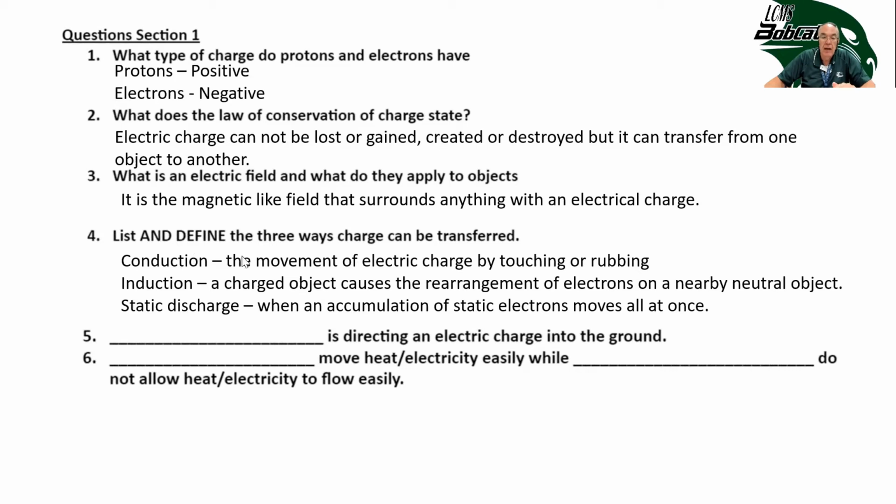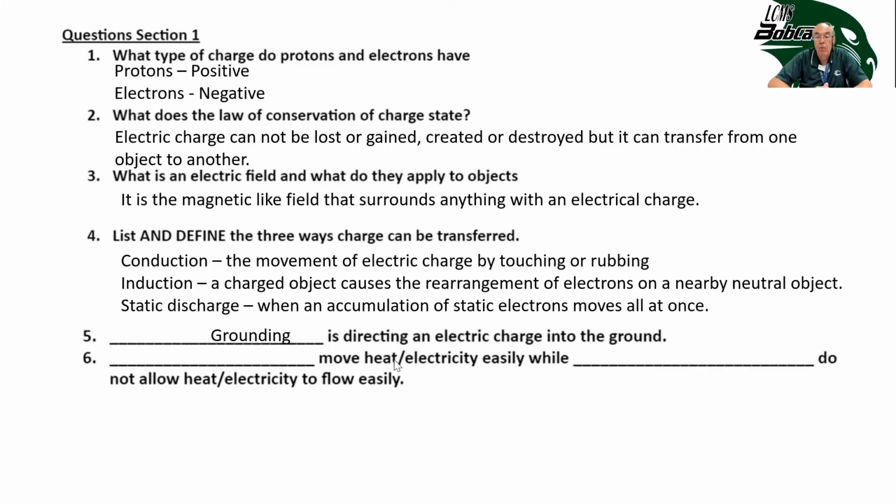Three ways that charge can be transferred. Okay, conduction or direct contact is the movement of electric charge by touching or rubbing. Induction is when a charged object causes a rearrangement on a nearby object. So, things that get inside that electric field are affected by it, and the charges start to move depending on if the field is positive or negative. And static discharge is when a whole bunch of electrons move all at once. So like if you have a bunch of static electricity and you touch a conductor like a doorknob, the electricity will discharge from you to the doorknob, and then you'll feel that shock.